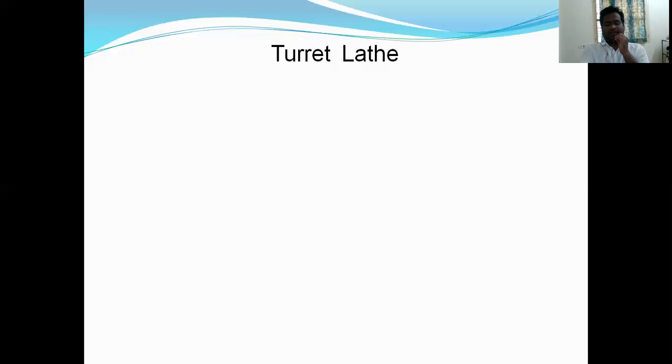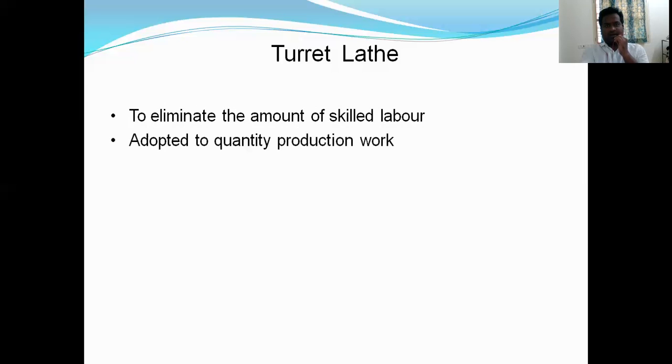Now we are moving to today's session, that is the turret lathe. What is the main purpose of the turret lathe that we have discussed now? To eliminate the amount of skilled labor. Here we don't need any skilled labor. Okay, just a trained person is enough to operate the machine. That's the point here: to eliminate the amount of skilled labor and to be adapted to quantity production work.